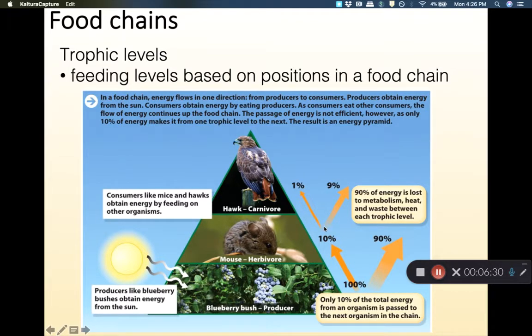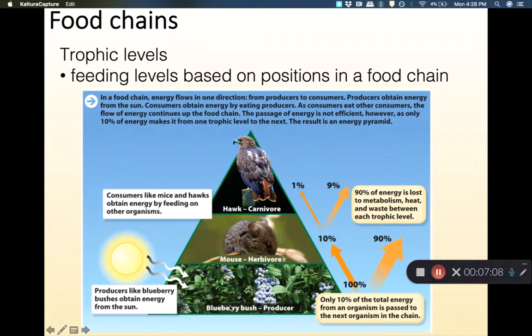And that continues up the food chain. So at the very top of this food chain, we have a hawk, which would be our secondary consumer, because they feed off mice, which in turn feed off our initial producer. However, again, we have this 10% loss of energy from one level to the next. So really, the hawk is only able to consume about 1% of the total energy that is initially produced by the producers at the bottom of the food chain.